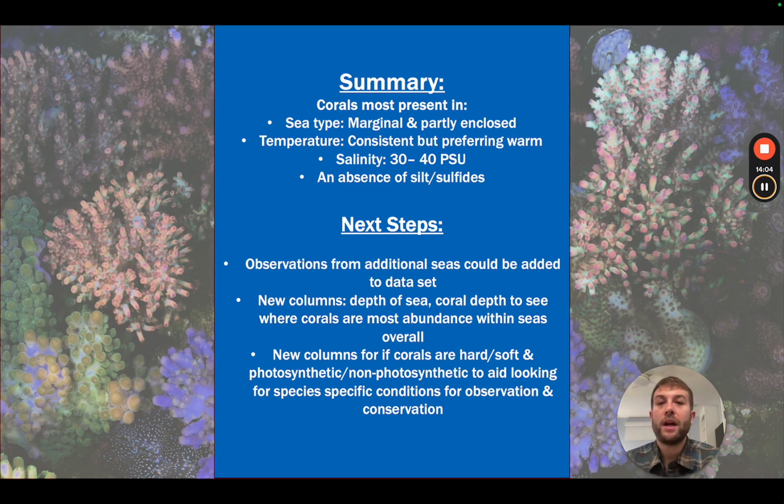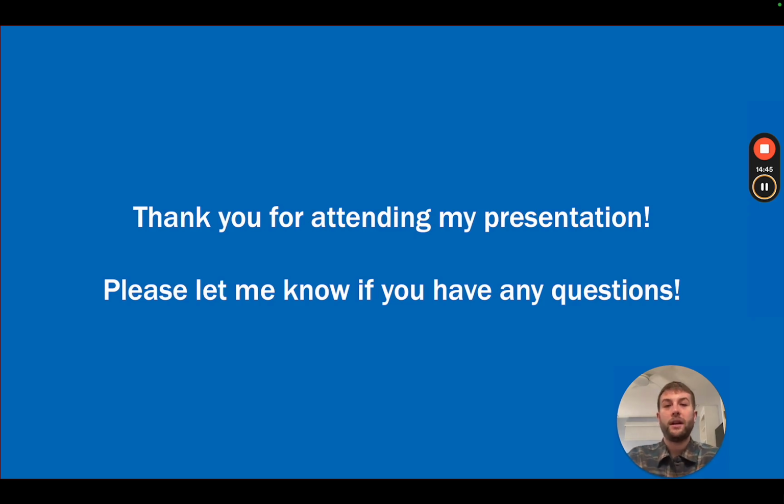For next steps, I would suggest expanding the dataset to include additional seas and new areas to help enrich the insights I've made. I would also suggest adding new variable columns for depth of sea, depths of coral, coral type, meaning if the coral is hard or soft, and photosynthetic ability, meaning if the coral is photosynthetic or not. These additional variable column data could help determine species-specific conditions and locations, which could help with observation and conservation efforts.